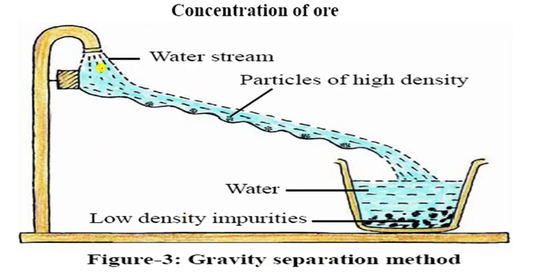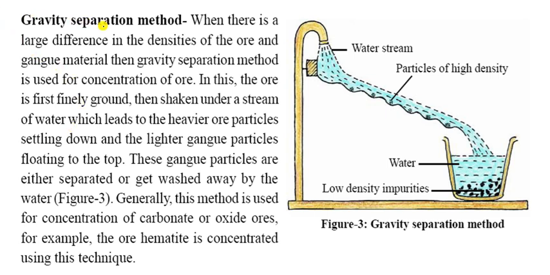This is a figure of concentration of ore by the gravity separation method. So it is the water stream. In the water stream, all the ores are washed with the water, and the particles of high density are collected here, and the impurities go down in this pot. So let us see what will happen in this process.